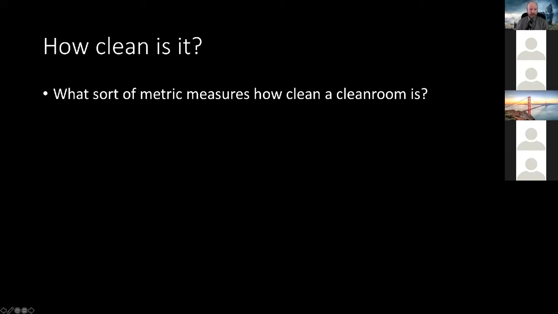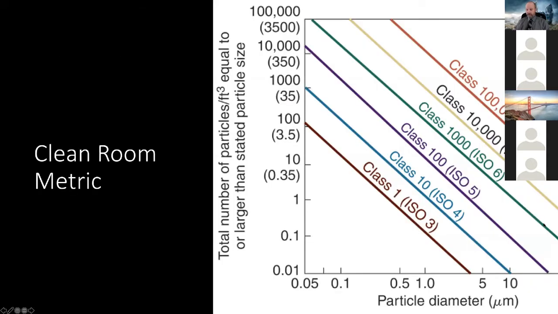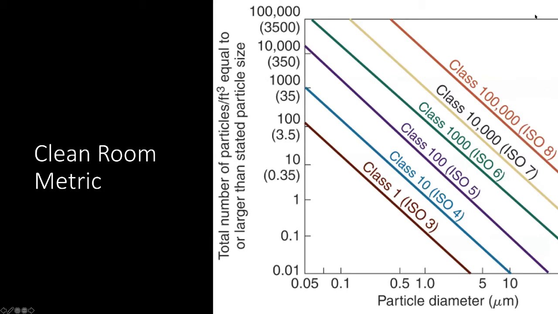Okay, and we have different ways of doing that. So here's a graphic of particles per, let me arrange my screen here a little bit. So we've got particle diameter on the x-axis and total number of particles per cubic foot on the y-axis, okay? And they're also saying it's got to be equal to or larger than the stated particle size.